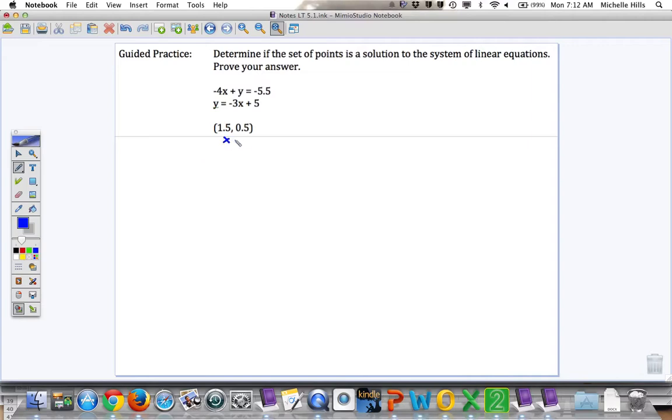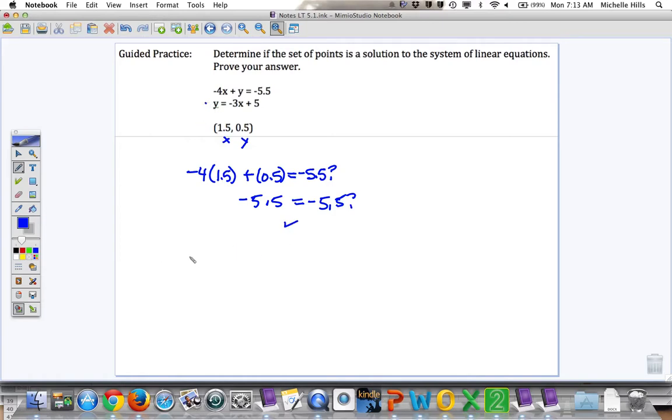So again, this is x and this is y. Going to my first equation, negative 4 times x is 1.5 plus y is 0.5, and I'm checking to see if that equals negative 5.5. If I just plug this in my calculator, negative 4 times 1.5 plus 0.5 is negative 5.5. The other side's negative 5.5. So that is a solution to that line, to that equation.